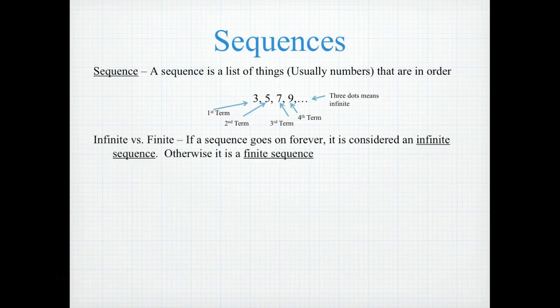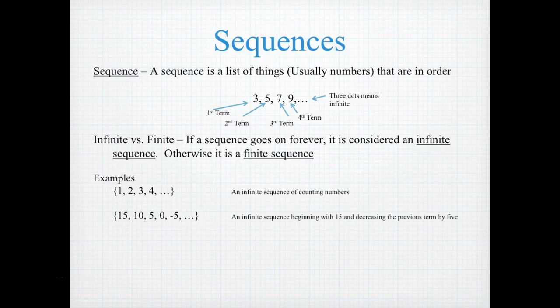If a sequence goes on forever, it's considered an infinite sequence. Otherwise, if it has an end and there's a limited number of elements in a sequence, it's referred to as a finite sequence. So for example, we have 1, 2, 3, 4 with 3 dots. That represents an infinite sequence of counting numbers. 15, 10, 5, 0, and -5. Also an infinite sequence, beginning with 15 and decreasing the previous term by 5.